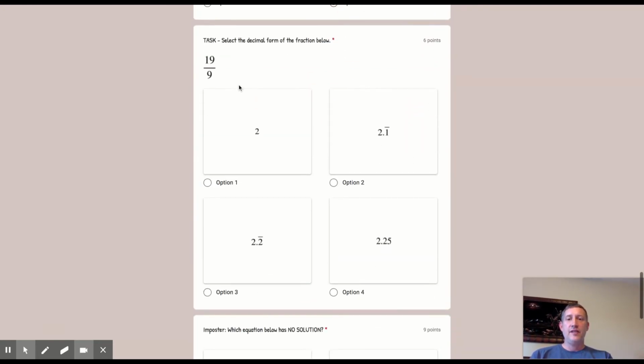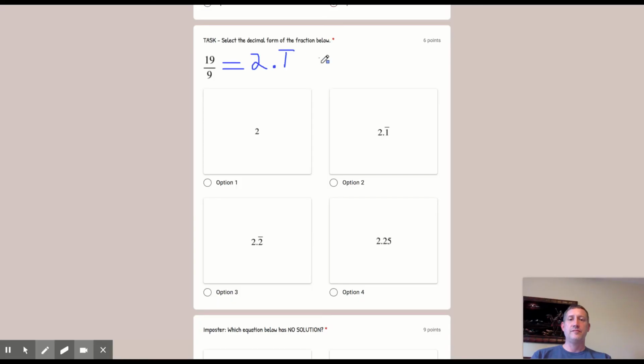And in here, we're simplifying that fraction. Okay? So how many times does 9 go into 19? Well, it goes in once. It goes in twice. Okay? So that's going to be the whole number. 2 times 9 is 18. So you have a remainder of 1. 19 minus 9 minus 9 again leaves you with 1. So that means you're going to have 1 repeating forever.